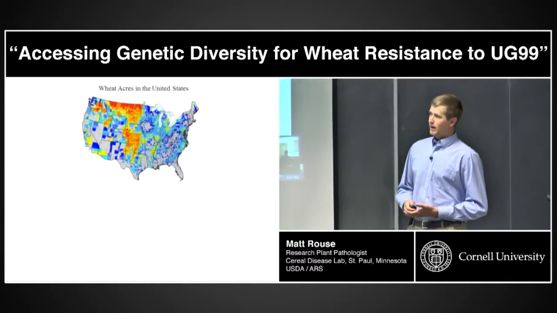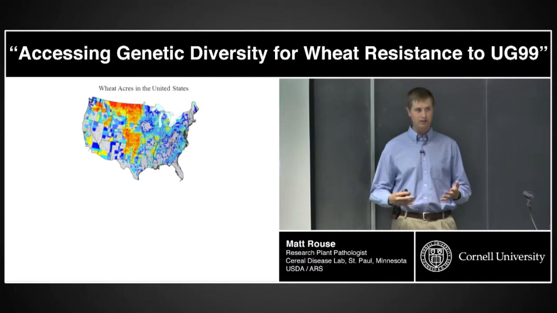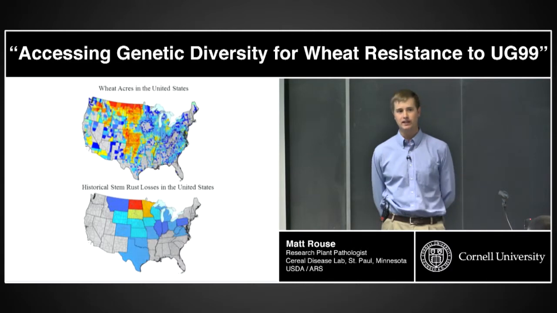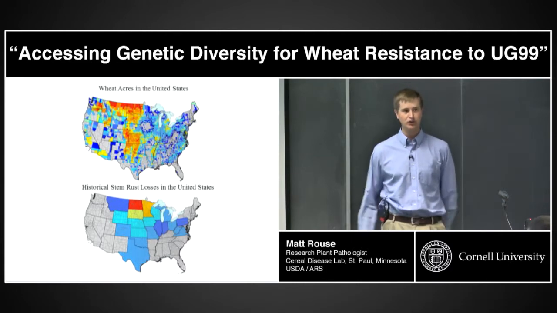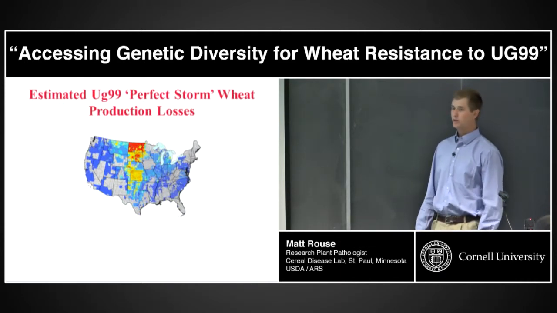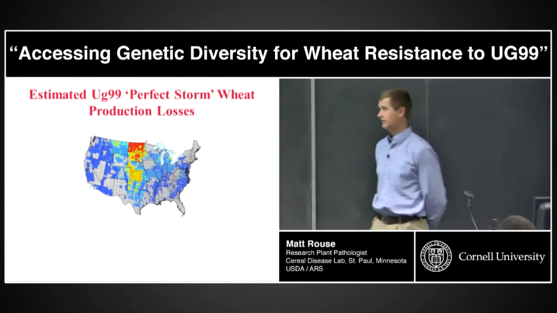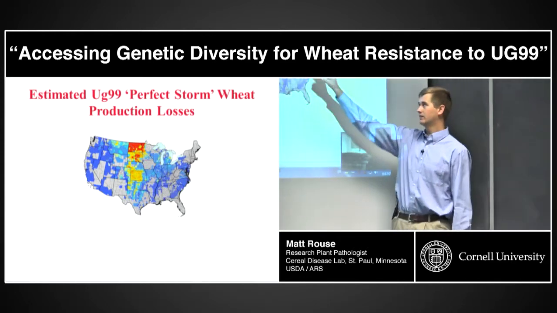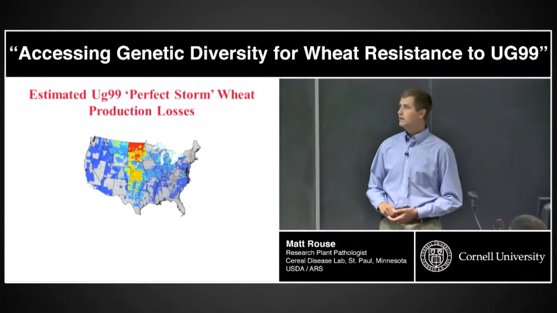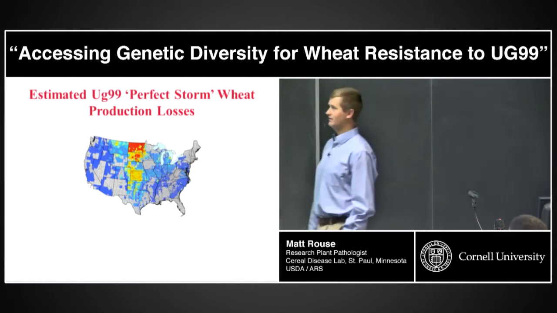There's been a little bit of modeling of what UG99 might do, and this is a heat chart showing where wheat is grown in the United States. And if you compare that to historical stem rust losses in the United States in the second chart down at the bottom, and multiply those two layers together, you get this chart, which is an estimated perfect storm of where UG99 would cause the most problems. And so it's definitely a disease that we think would mostly impact the DNS wheat, the dark northern spring, high quality wheat in the north. And so I think it's a very important disease that it could be quite devastating if it arrives in the US.